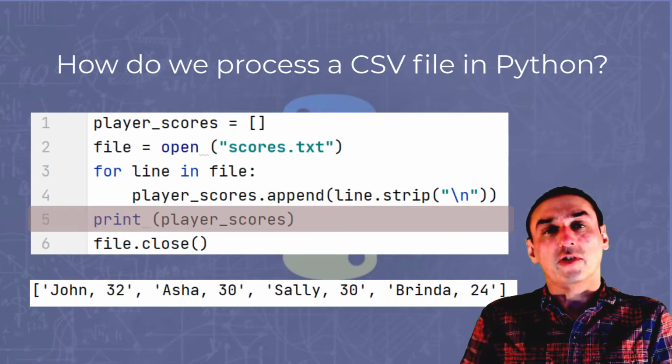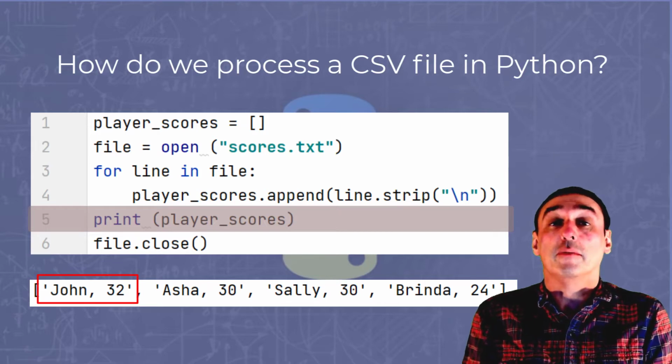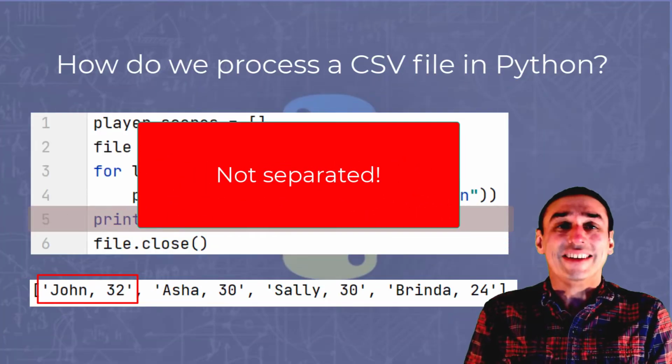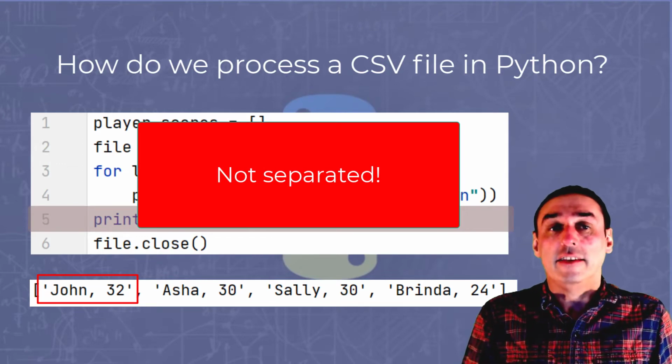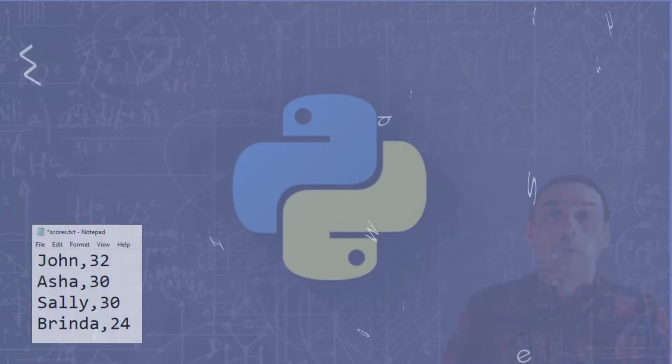Now you'll notice this isn't really processed as a CSV file, because if we take the first item or element in the list, you'll see that John, 32 hasn't been separated. It is still in the first element of the list. So how do we do this?